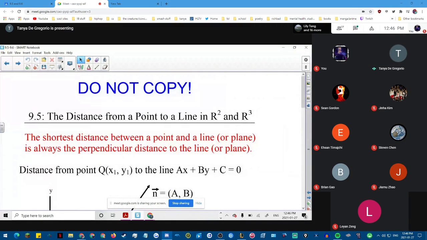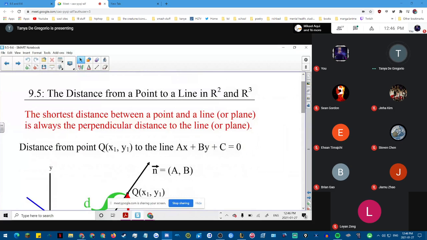All right, so 9.5. Distance from a point to a line in R2, so two-dimensional space, and R3, three-dimensional space. Going back to grade 10, you learned the distance between a point and a line. And we say the distance, but really we mean the shortest distance, right? And we know that the shortest distance is always which line?